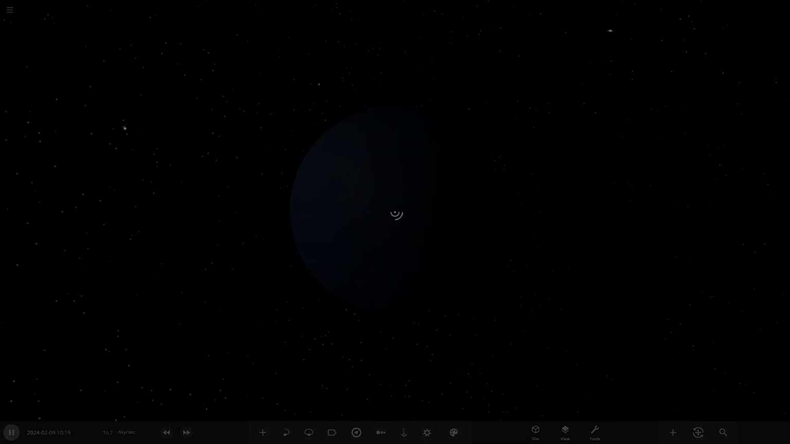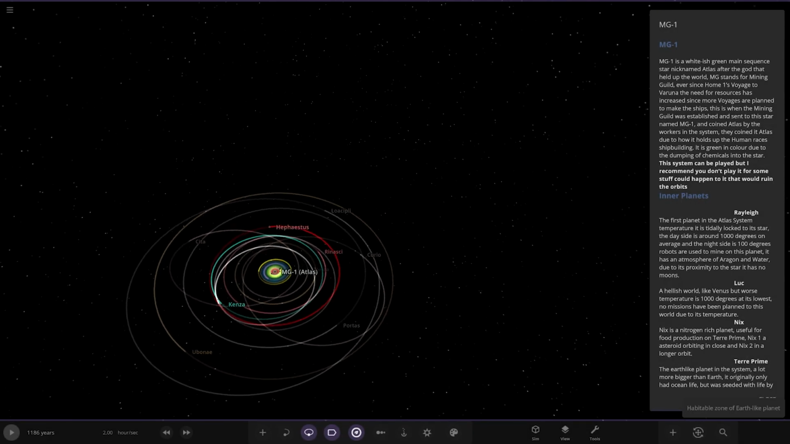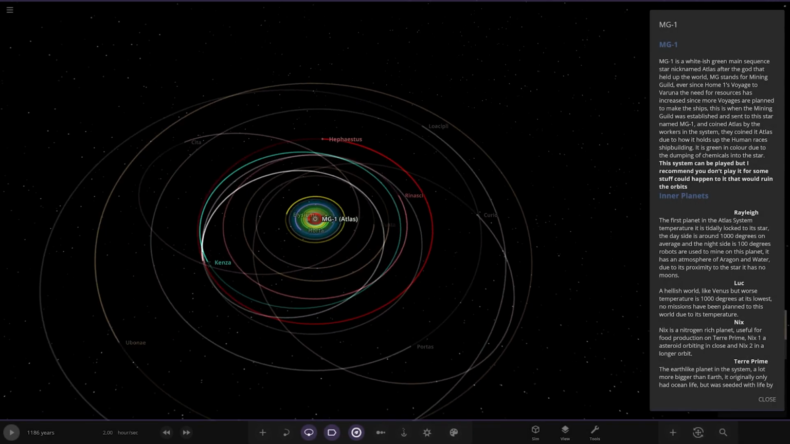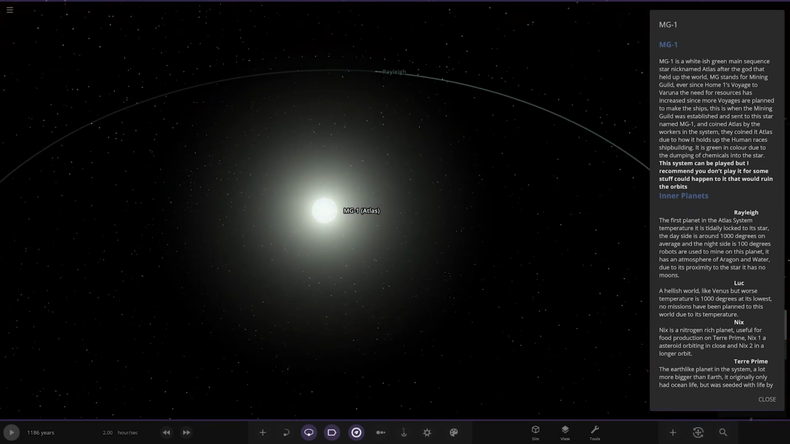Here it is. Okay, here we go. Right. Ooh, okay, I like the way this has been laid out. Okay, right, so here it is. Ooh, very nice. Okay, so MG-1 is a whitish green main sequence star nicknamed Atlas after the god that held up the world. MG stands for Mining Guild.